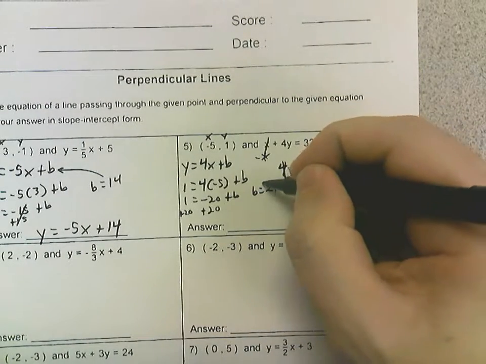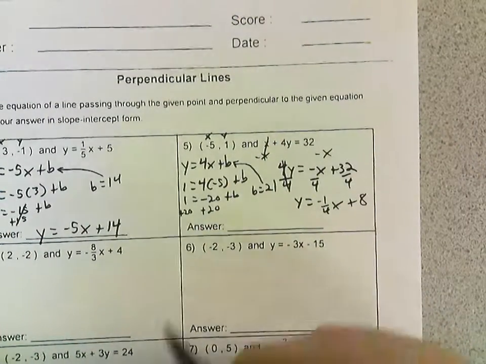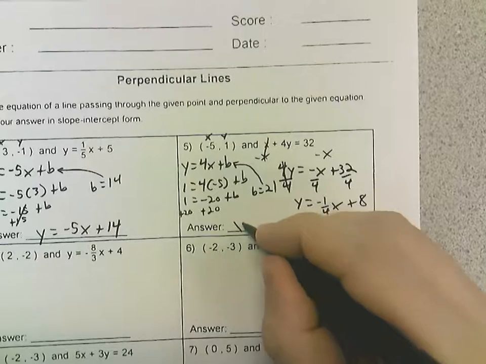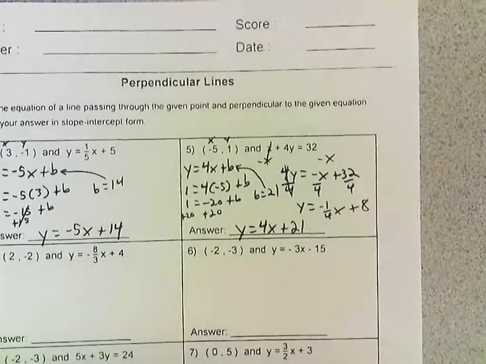So then, last thing we're going to do is I'm going to take that and replace the b in that first equation I started with. So your final answer is going to be y equals 4x plus 21. Okay.